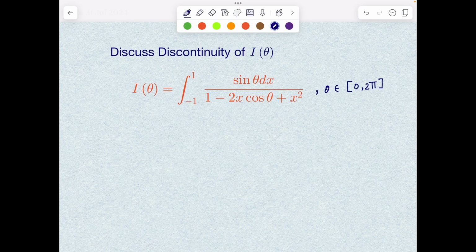Good evening, all of you, and here is a beautiful problem motivated by JEE Advanced. So, in this problem, we need to discuss the discontinuity of I(θ), where I(θ) is given as.